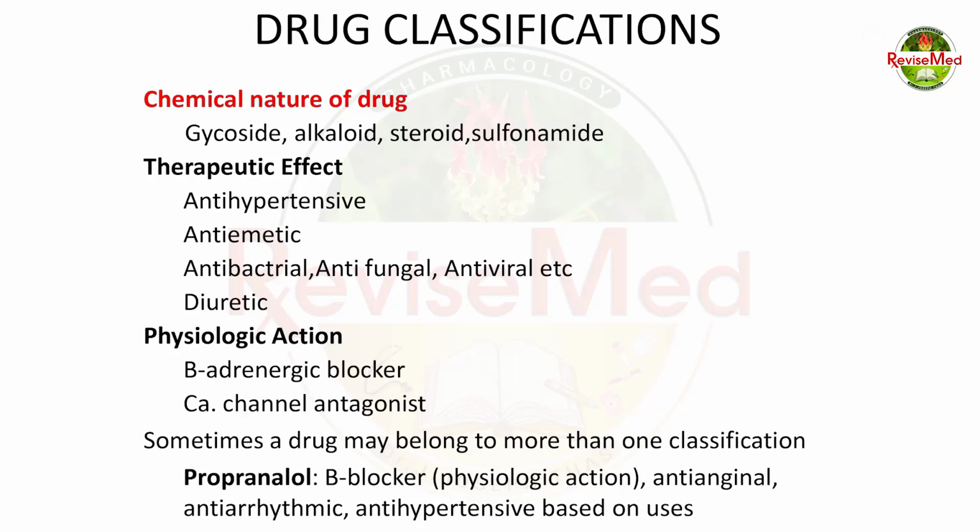They may be called according to the chemical nature of the drug, like glycoside, alkaloid, steroid, sulfonamide, etc. We can also call drugs according to their therapeutic effect: antihypertensive, antiemetic, antibacterial, antifungal, antiviral, diuretic, etc. Then we can also call some drugs according to their physiological action, like beta-adrenergic blocker, calcium channel antagonist, etc. Sometimes a drug may belong to more than one classification. For instance, propranolol, a beta blocker by physiological action, is also an anti-anginal, anti-arrhythmic, and antihypertensive based on its therapeutic uses.